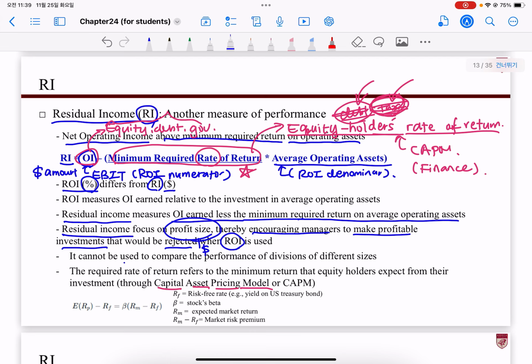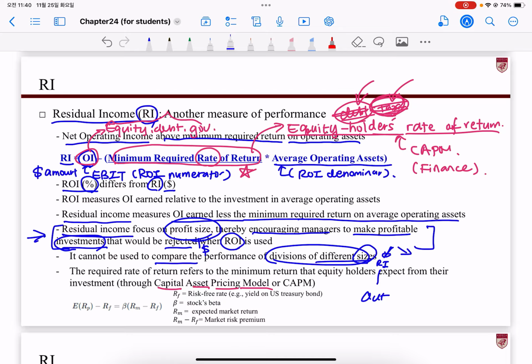But one downside is that it cannot be used to compare the performance of divisions of different sizes, right? Because different sizes have different assets, and therefore the residual income would definitely be different, right? A higher asset-sized division is likely to have a higher residual income automatically. So you can't compare apples to apples based on RI. But residual income is likely to be used for this purpose, right? Whether or not to take up or reject the investment opportunities.